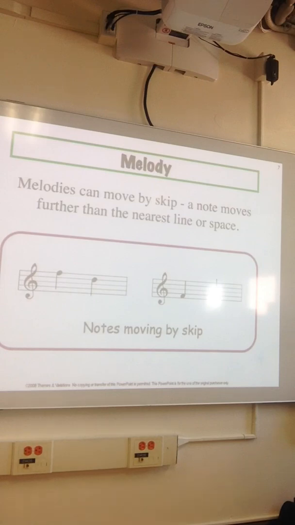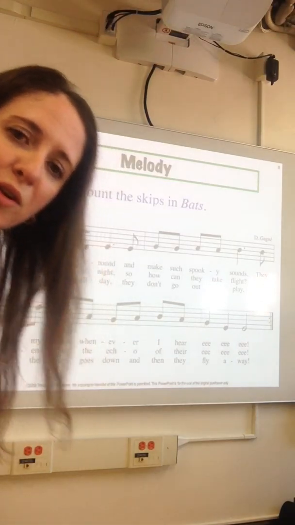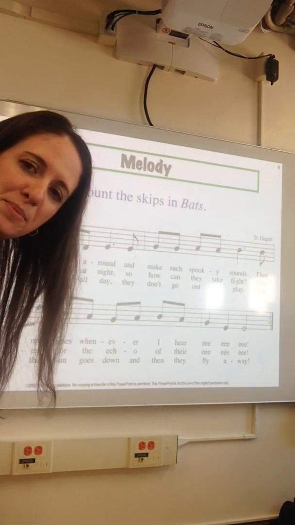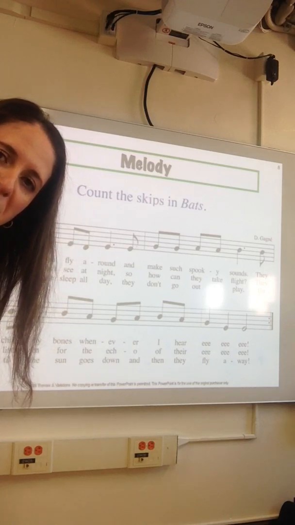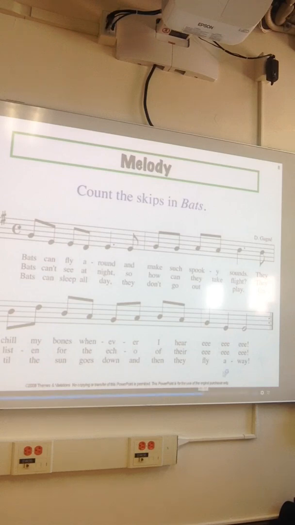So now we are going to go back to our melody and see if we can locate all of the skips in the Bat song. So we're looking for line to line or space to space. Here's our first line to line. G to E is line to line, so we would circle that. Again, please pause this video and try and locate all of the skipped parts of our melody before you resume, and then you can see if you are right. There we are. There's our skip note patterns.